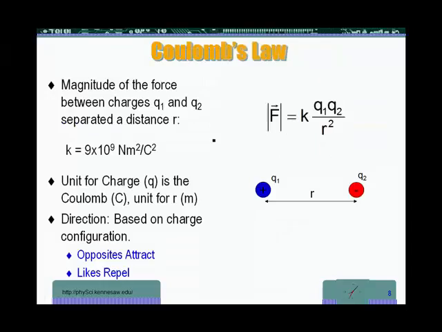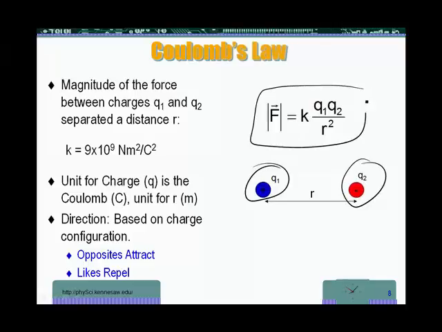The magnitude of the electromagnetic force between any two charges, if I have two charges, Q1 and Q2, separated by a distance r, is given by this expression: K Q1 Q2 over r squared. Now, if you notice, this should look very familiar to you.